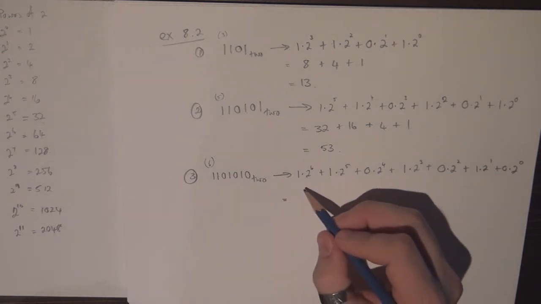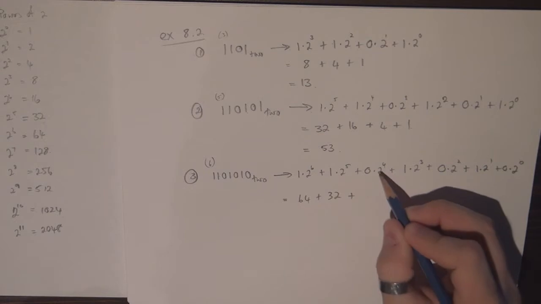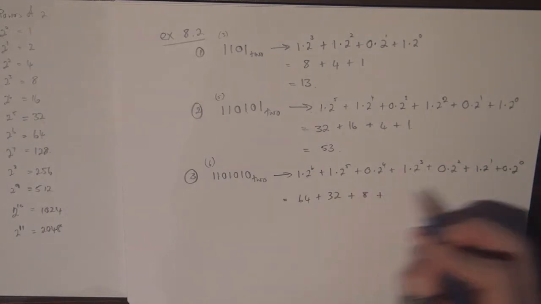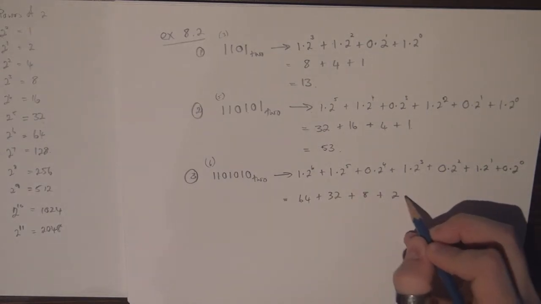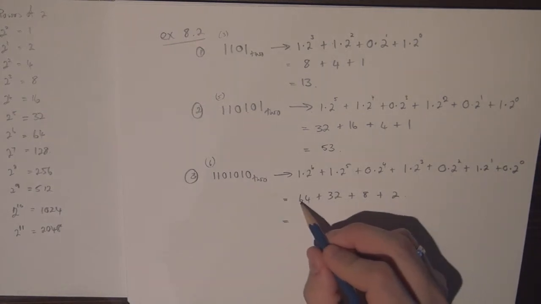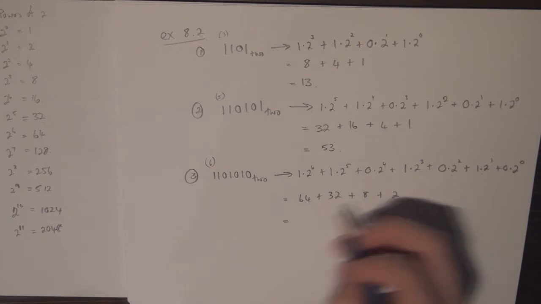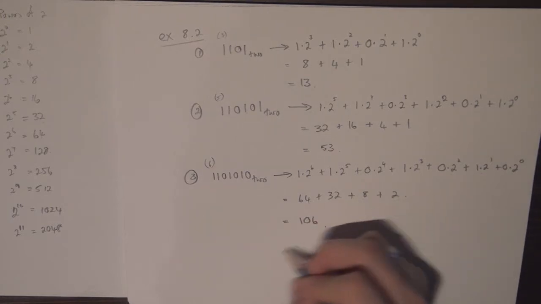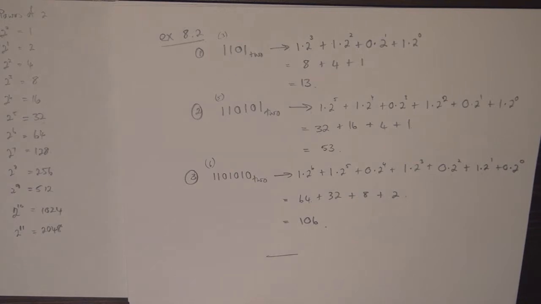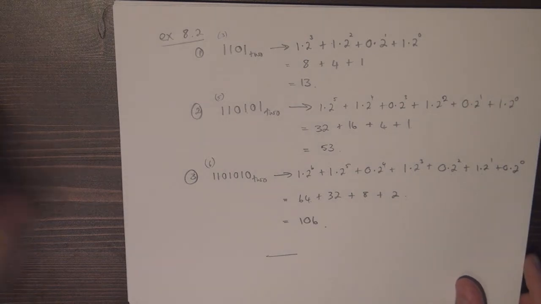So then I have 64, 32, skip that one, 8, skip, and a 2. Little addition, 64 plus 32 is 96. 96 plus 8 is 104, 106. And we're done. So it's very similar to the previous base numbers. Just base 2, my options are very limited.